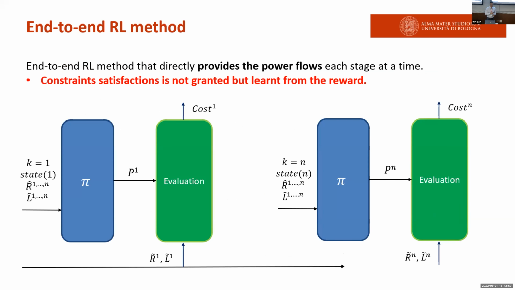And as a baseline method, we have also provided a completely learning-based solution, because this method directly provides the power flows, so the solution of the online optimization problem. As you may guess, this task is really hard. In particular, this method does not grant satisfaction of the constraints, but has to learn the constraints from the reward signal. Instead, in the previous formulation, the constraints are naturally satisfied in the method formulation itself.